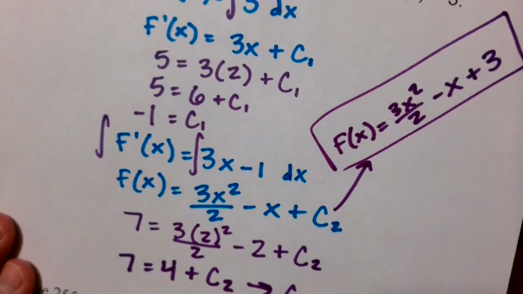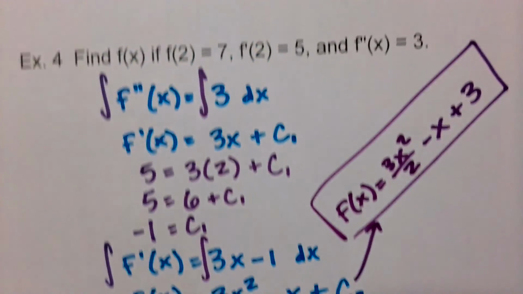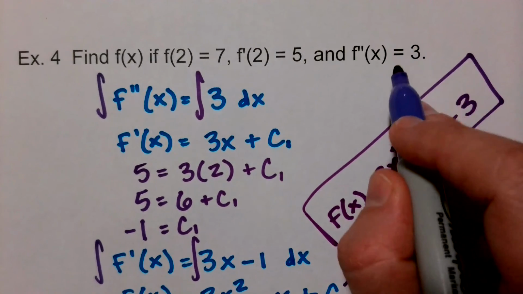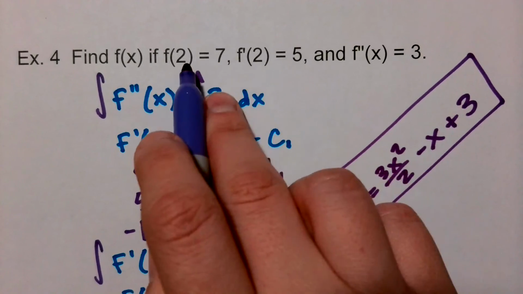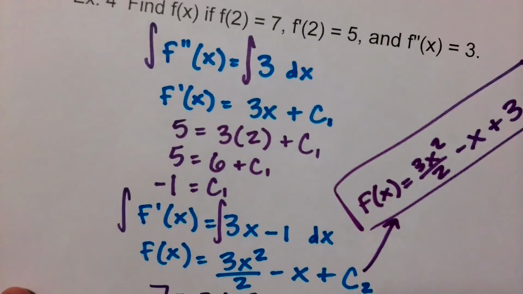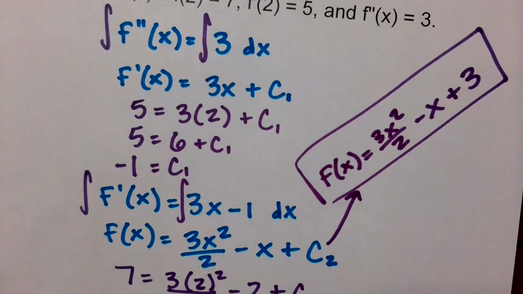Okay, so that is our function that not only has an f double prime of 3, but goes through the point f prime of 2 equals 5 and f of 2 equals 7. So right now we're just getting the hang of integrating. We can use it to go backwards and get an original function.